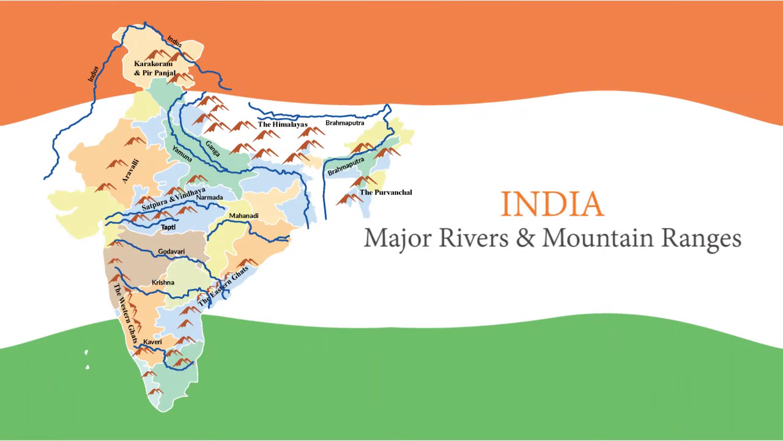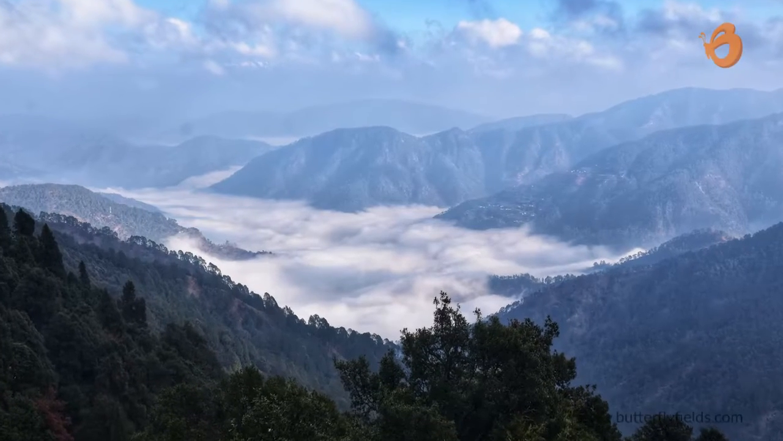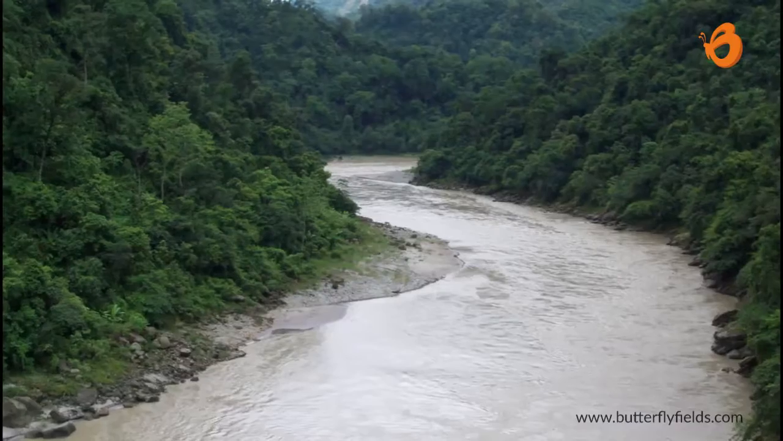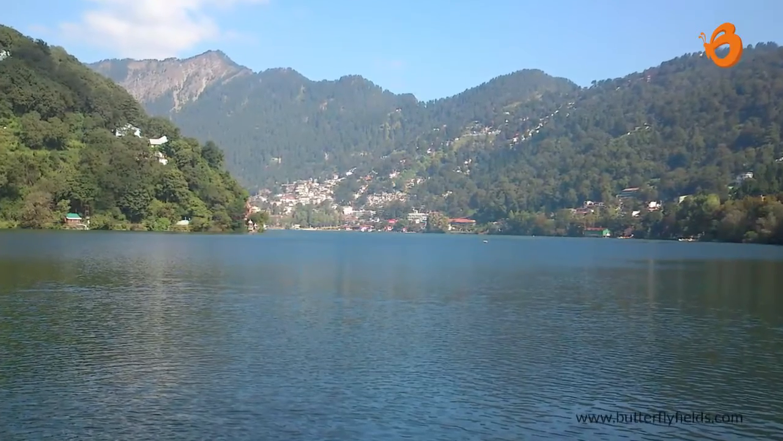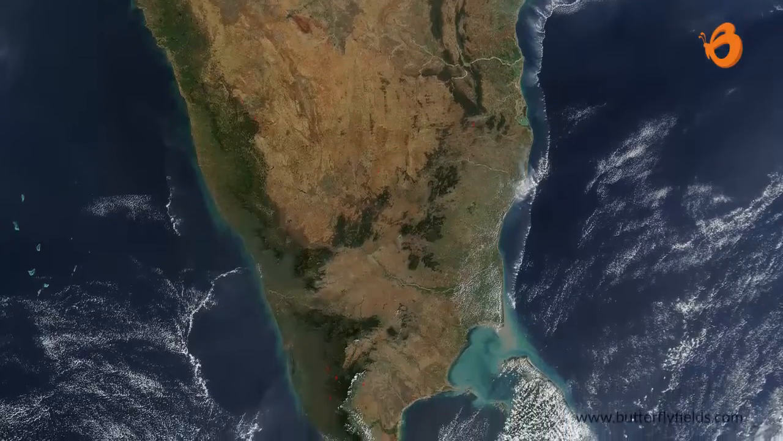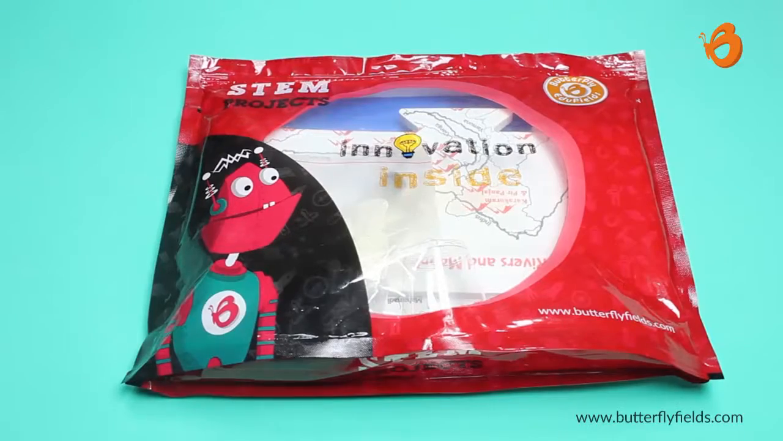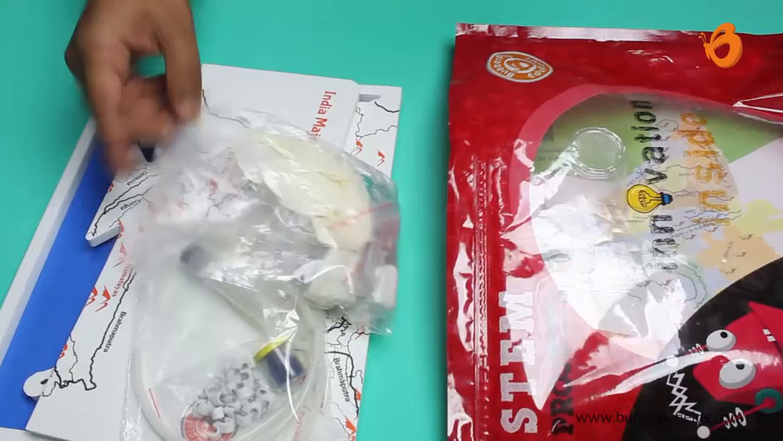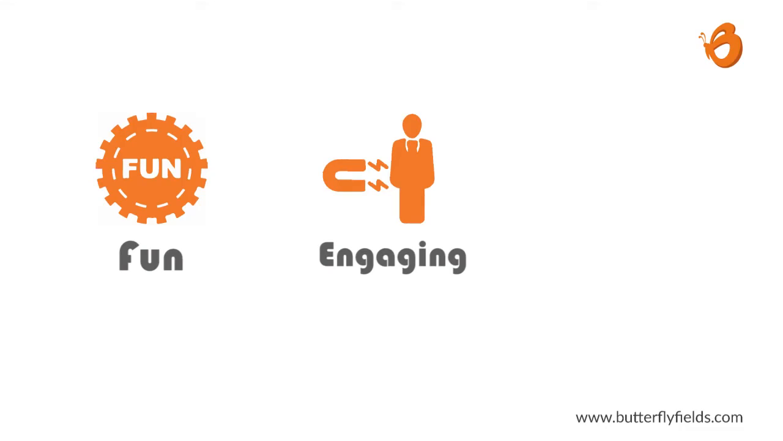India, major rivers and mountain ranges. India is a country with various landforms and water bodies. It has mountain ranges, rivers, lakes all across the country and is surrounded by seas and oceans on three sides. In this kit, we will be learning about major rivers and mountain ranges that are present in our country through a fun, engaging and hands-on way.